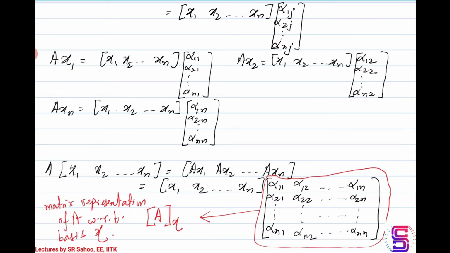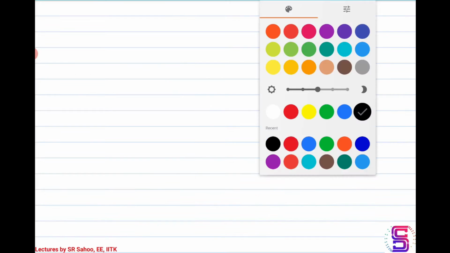Okay, so this red circled one is the matrix representation of A with respect to basis X. Please remember that we are doing this when the field associated is reals. We are considering only real vector spaces. So let's see some examples of this matrix representation.